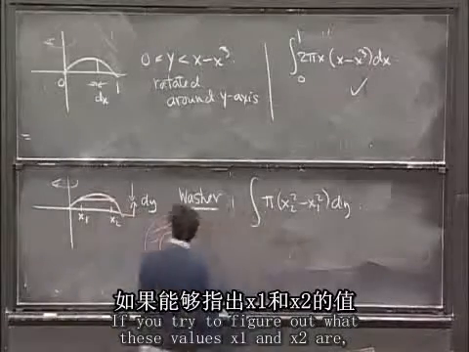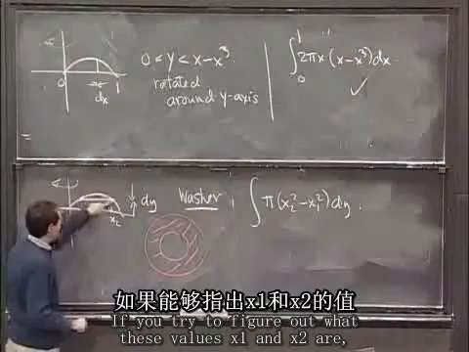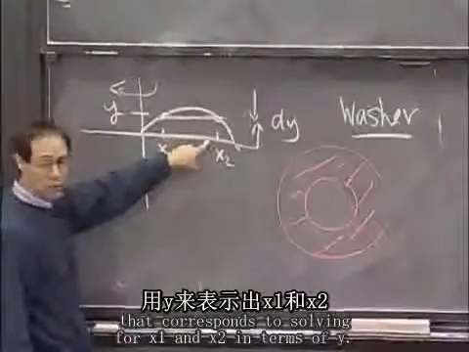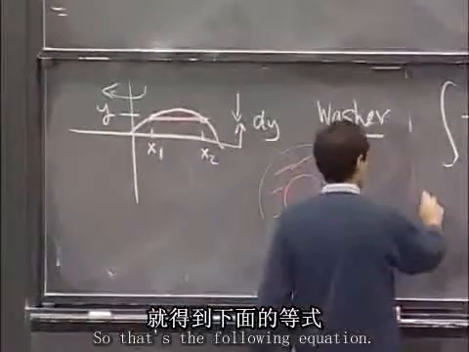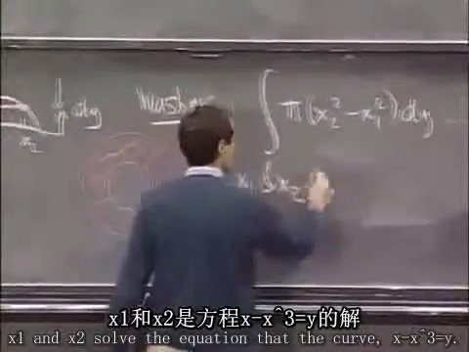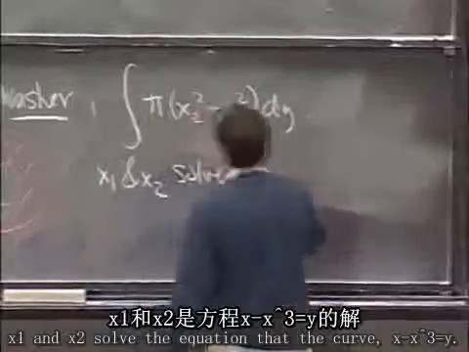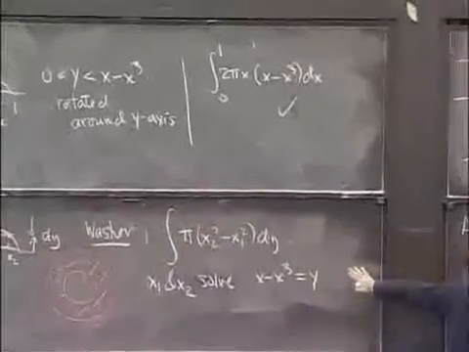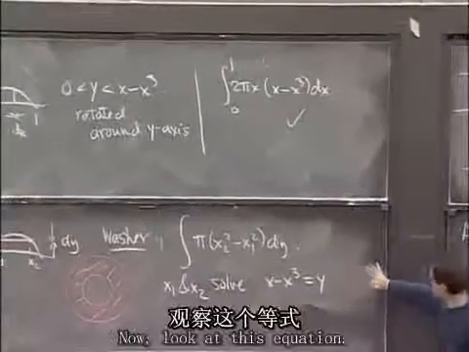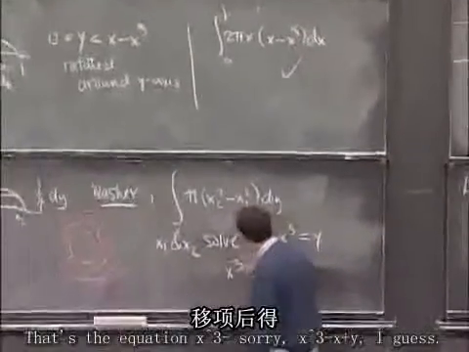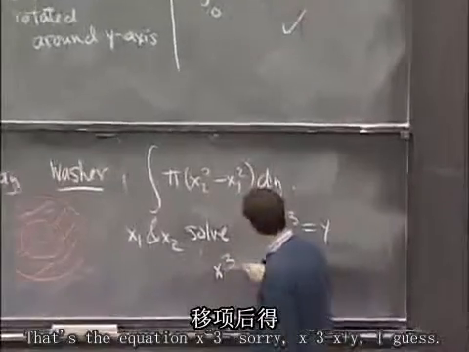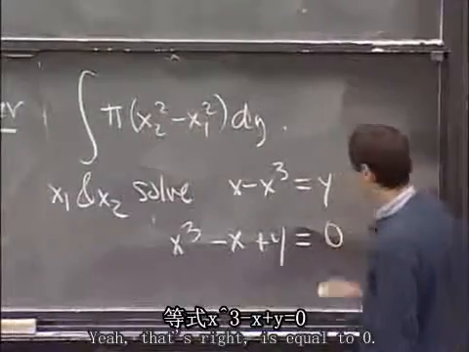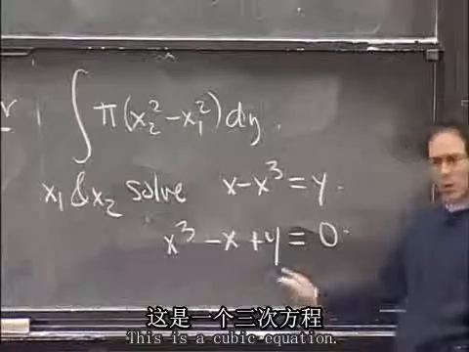If you try to figure out what these values x1 and x2 are, that corresponds to solving for x1 and x2 in terms of y. So that's the following equation. x1 and x2 solve the equation that the curve x minus x cubed is equal to y. All right? Now, look at this equation. That's the equation x cubed minus x plus y is equal to 0. This is a cubic equation.